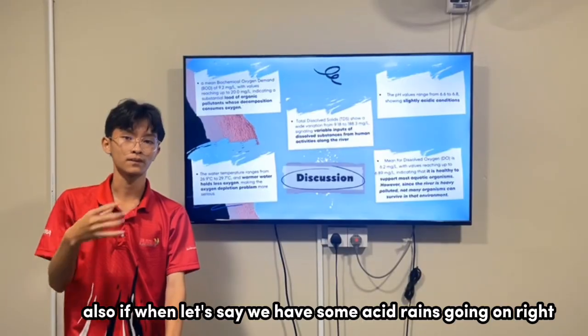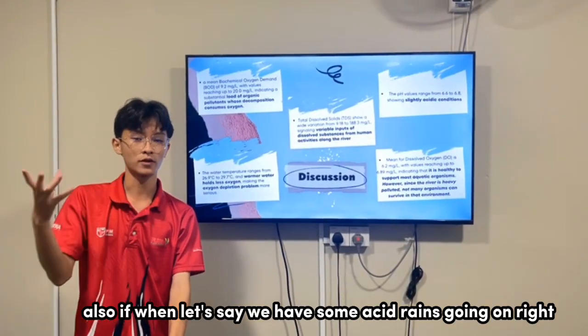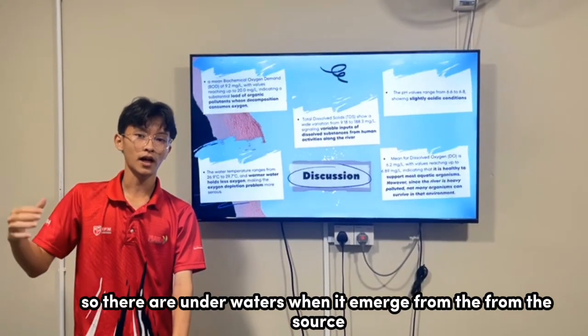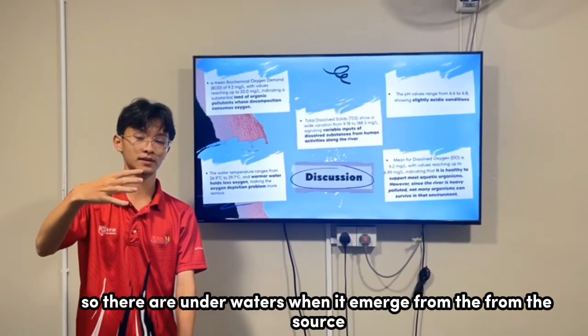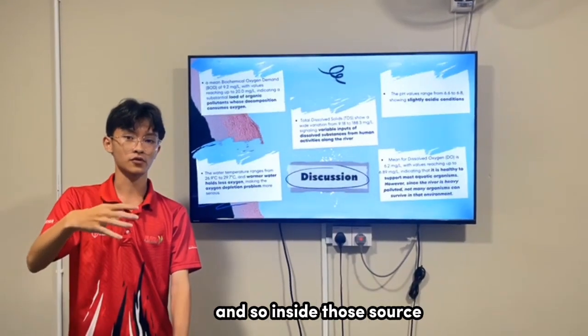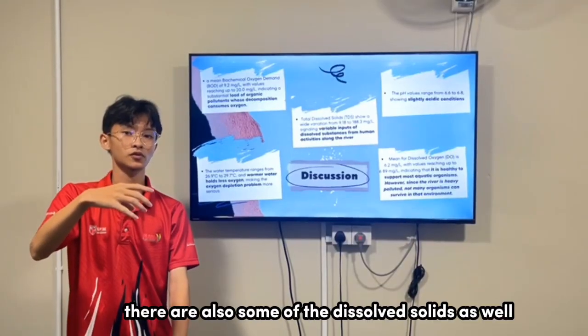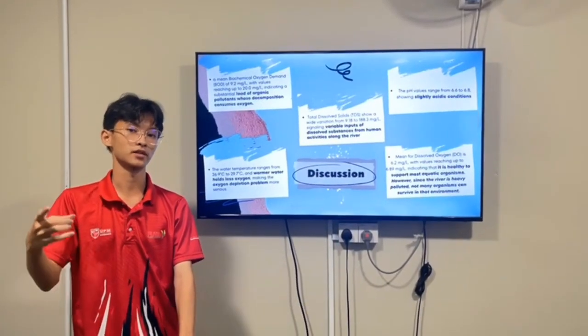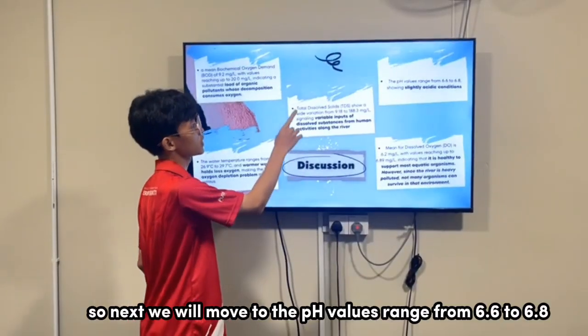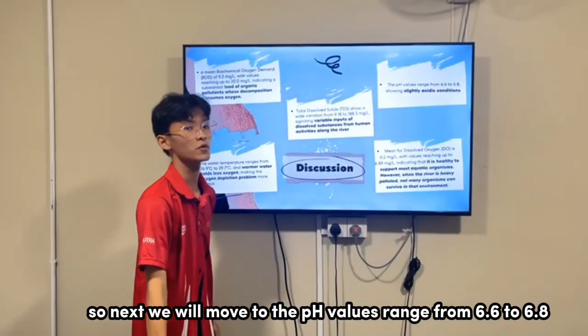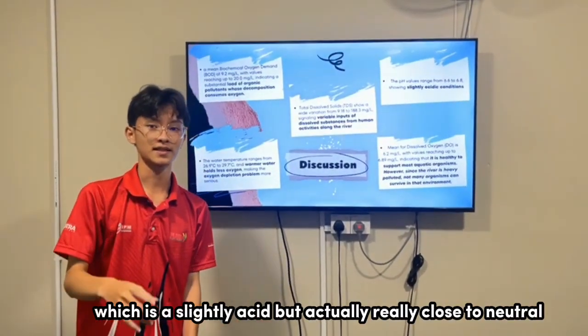Also, let's say we have some acid rains going on, right? So there is underground water when it emerges from the source, and inside those sources there are also some dissolved solids as well, which are brought into the rivers.